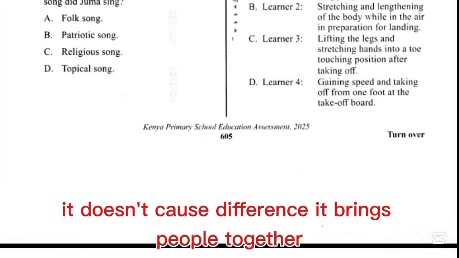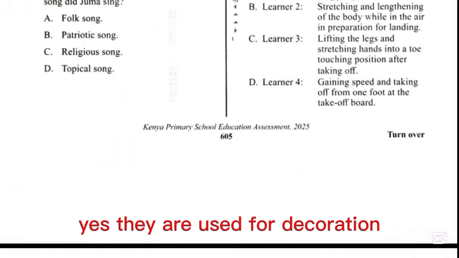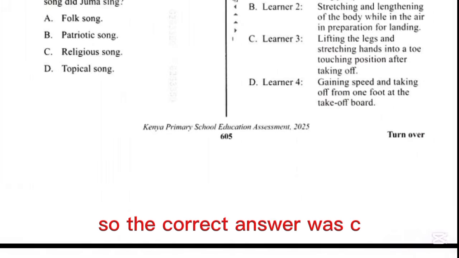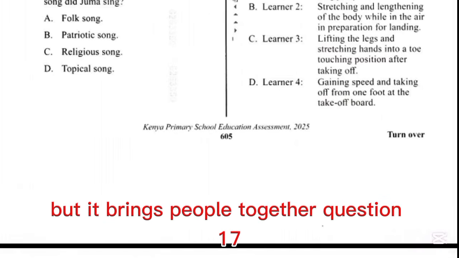Causes difference in the society. No, it doesn't cause difference. It brings people together. It unifies the country. Then are used for decoration. Yes, they are used for decoration. So the correct answer was C. It doesn't cause difference, but it brings people together.